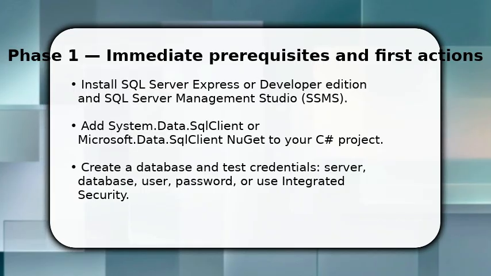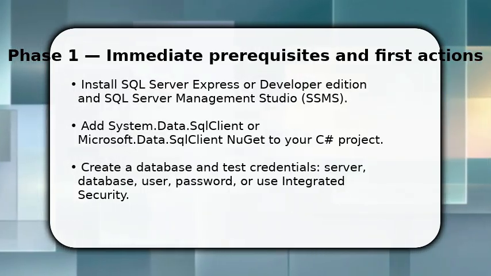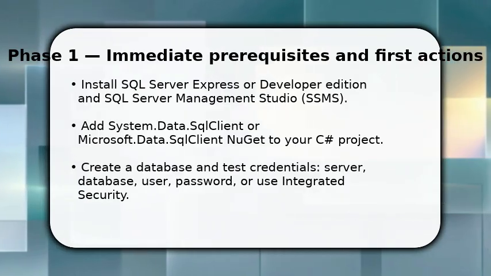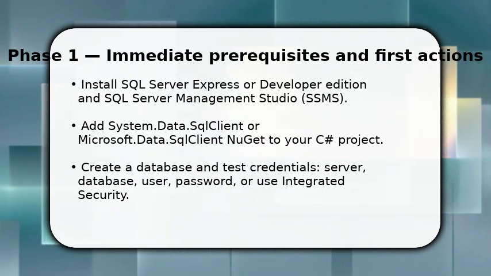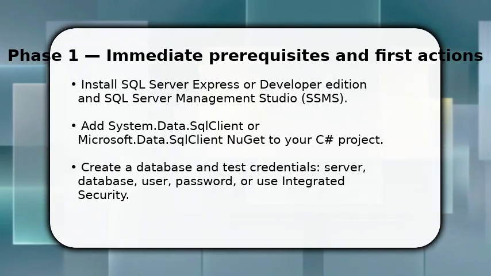Next, build a connection string with server, database, and authentication. Store it in appsettings.json or user secrets. Once done, write a minimal console or WinForms app that opens a SqlConnection and confirms a successful Open call, so you know the pipeline works.